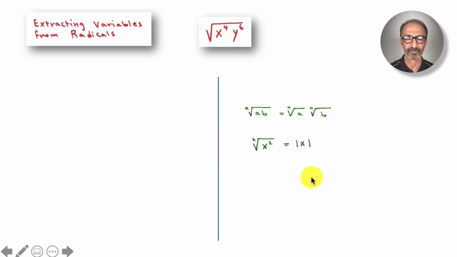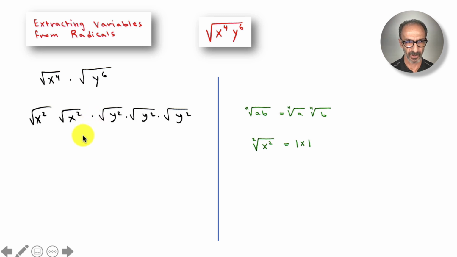Next example, x to the 4, y to the 6 under the square root. We could split them because of this rule. We could split this into 2 parts. We could split this into 3 parts this way. Because y to the 6 could be written as y to the second times y to the second times y to the second. Then we could apply this rule and split them into parts.